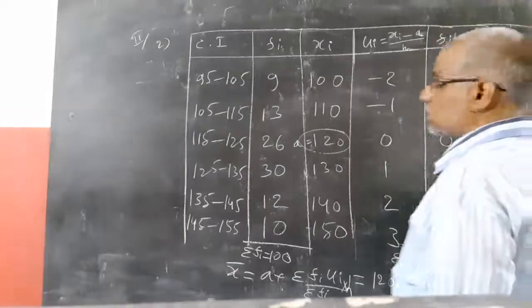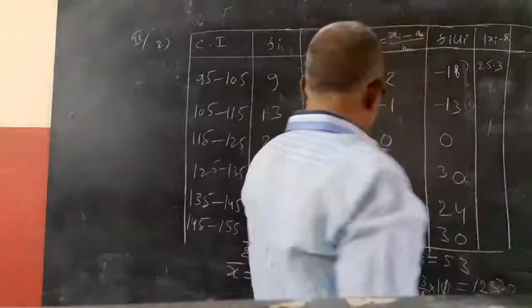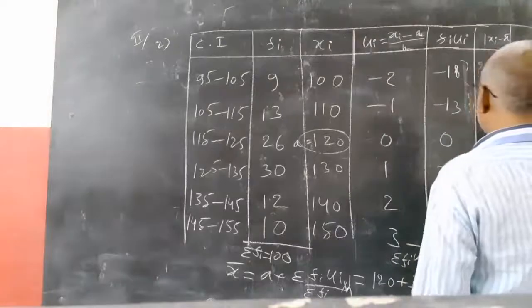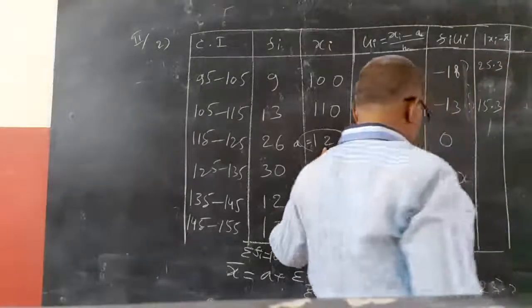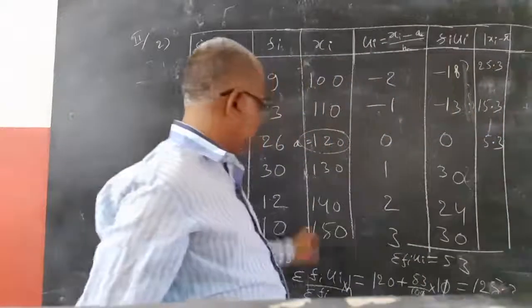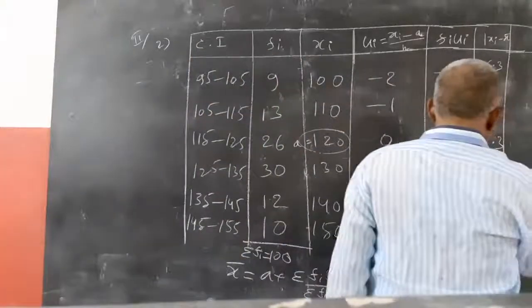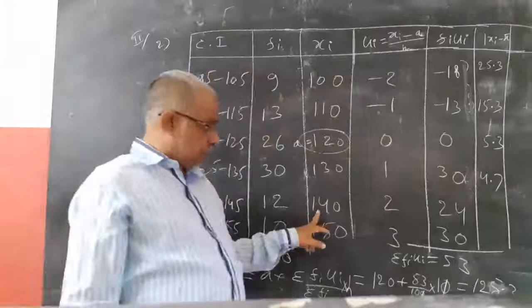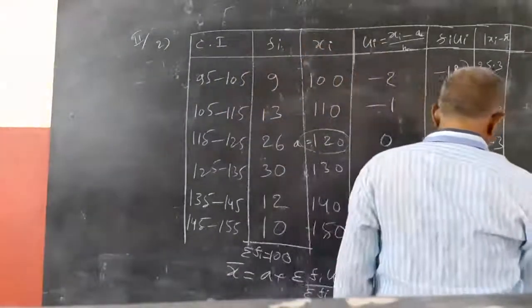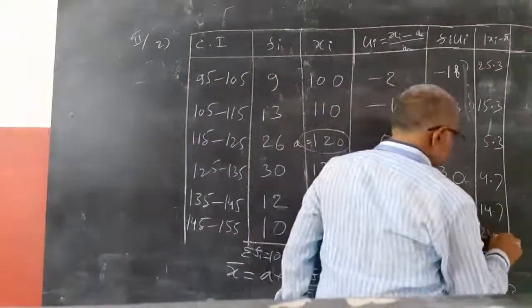Now we need modulus, no need of negative. So 25.3 simply. Next, 110 minus 125.3 gives you 15.3. 120 minus 125.3, 5.3. Next, 130 minus 125.3, 4.7. 140 minus 125.3, what is this? 10 plus 4, 14.7. One more 10 is added, 14 plus 10, 24.7.